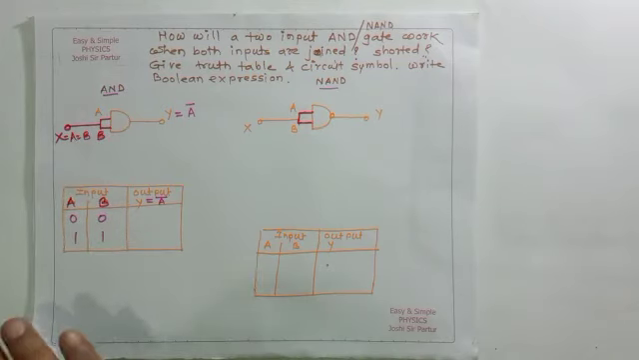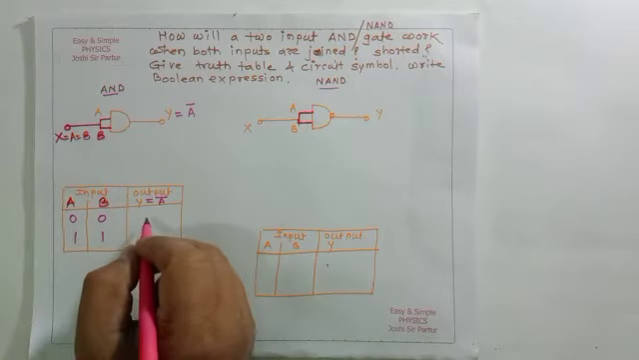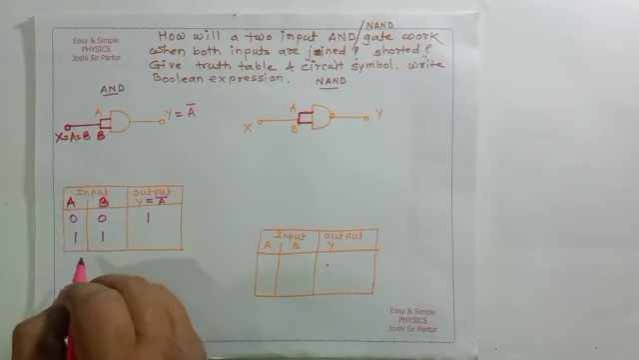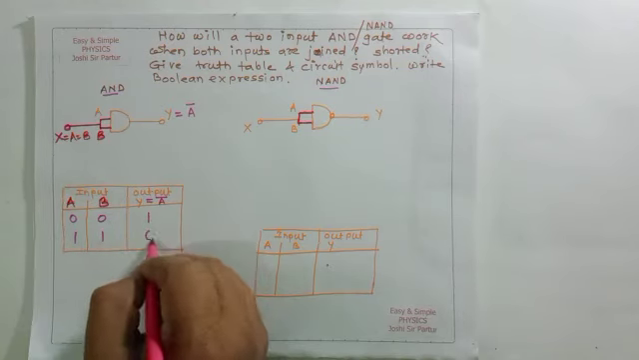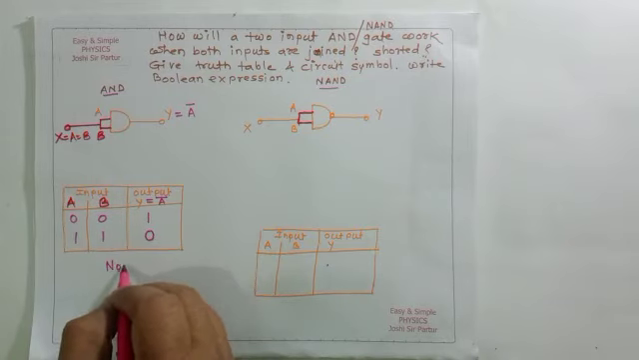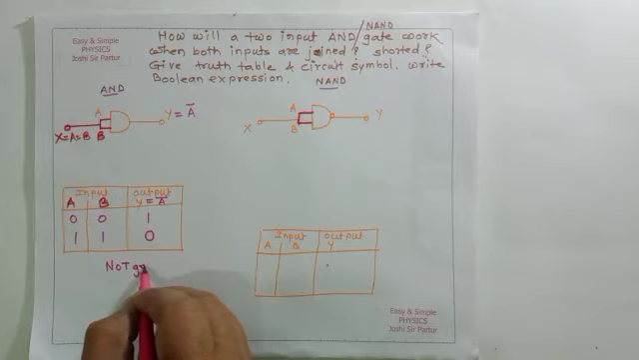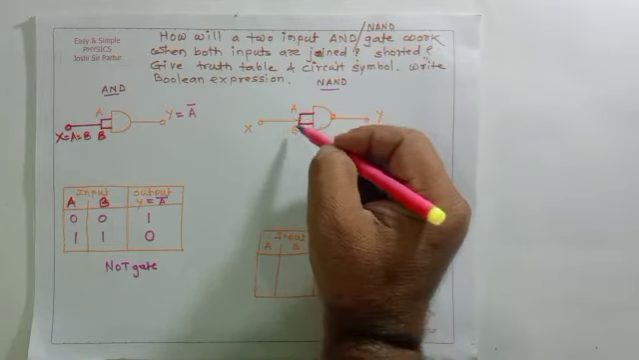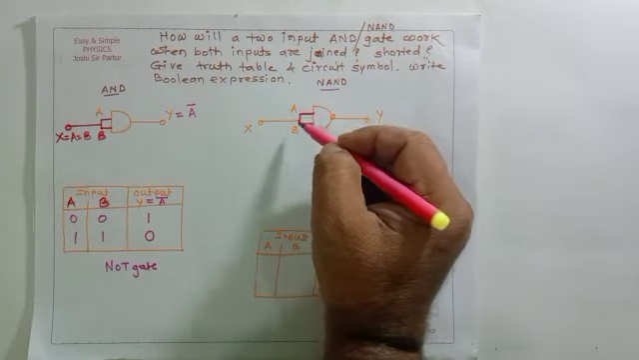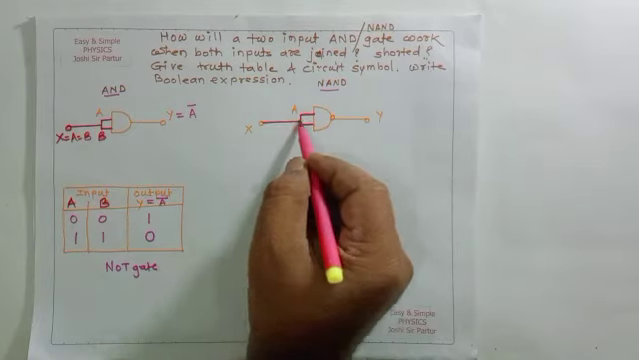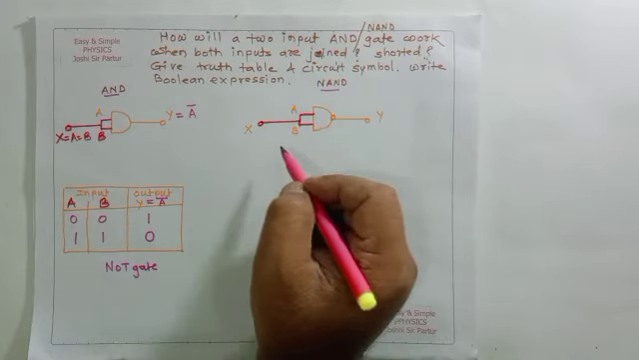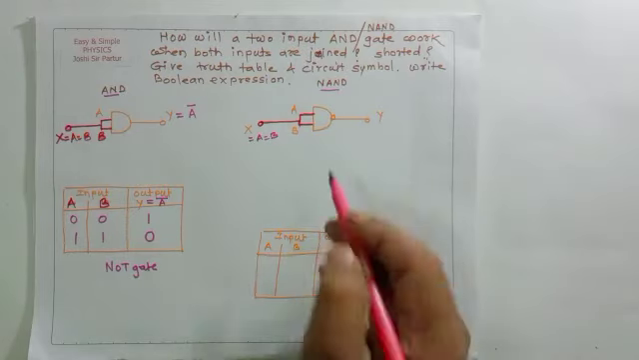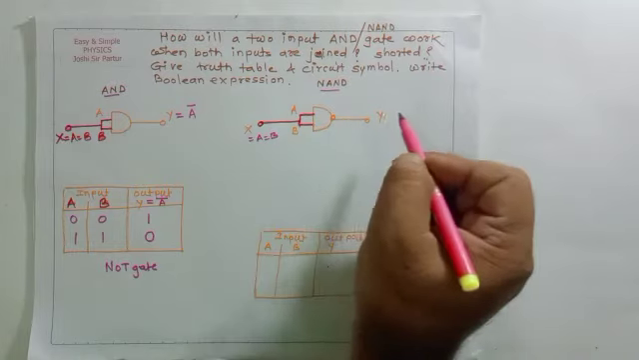If they are 0, 0 or 1, 1, then if input is low, output is high. If input is high, output is low, and that represents the truth table of the NOT gate. But here in the NAND gate, when two inputs A and B are shorted, they are joined together, it forms only one input, that is named as X. X will be either A or B. So here the output will be Y.